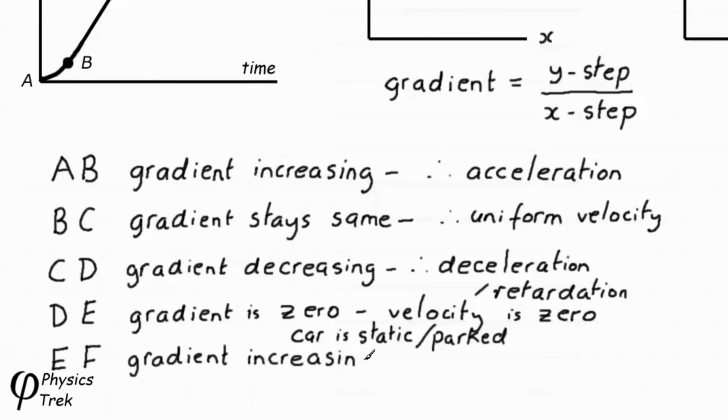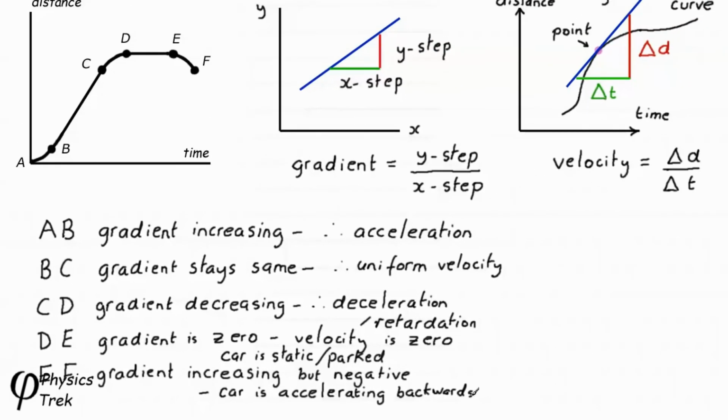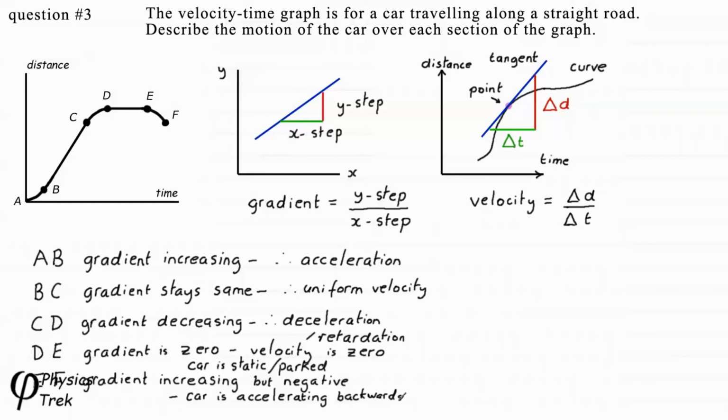EF, gradient is increasing but negative. This means that the car is accelerating backwards. In other words, it's going faster and faster in reverse gear.